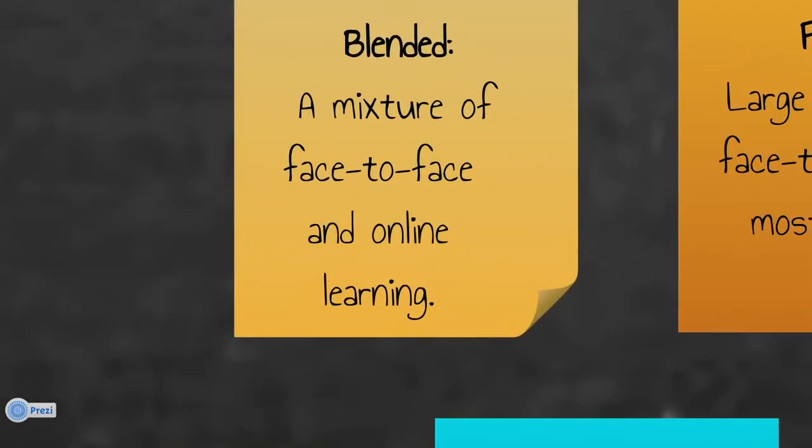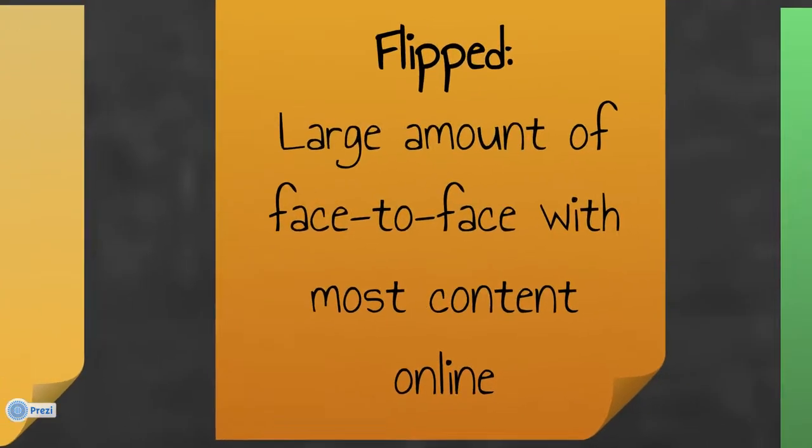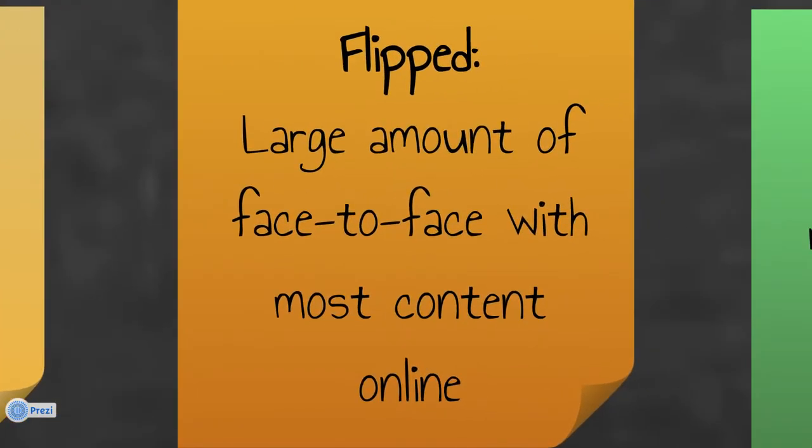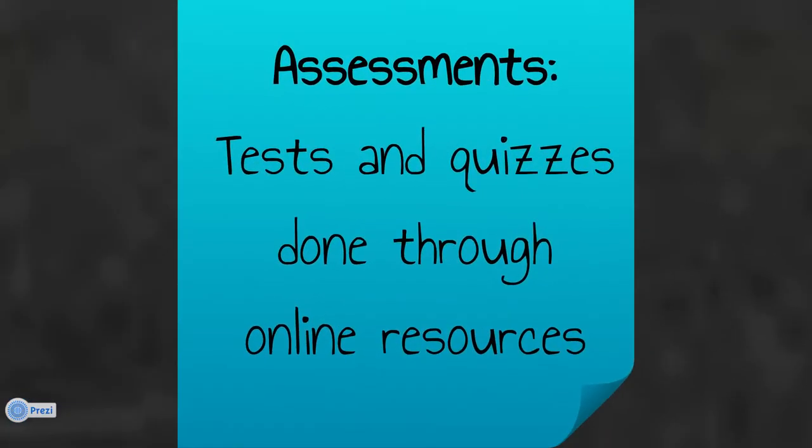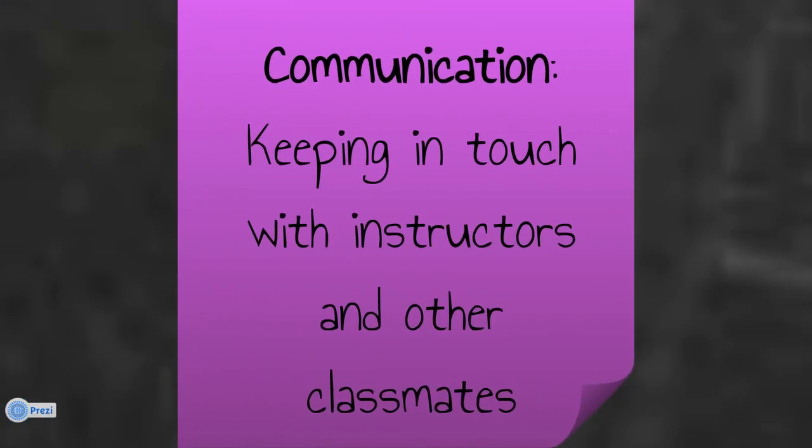The first term is called blended. It is a mixture of face-to-face and online learning. The next term is called flipped. It is a large amount of face-to-face with most content being online. Information, which stands for homework and resources obtained through various online sources. Next we have assessments, which are tests and quizzes done through online resources. Lastly, we have communication, which is keeping in touch with instructors and other classmates.